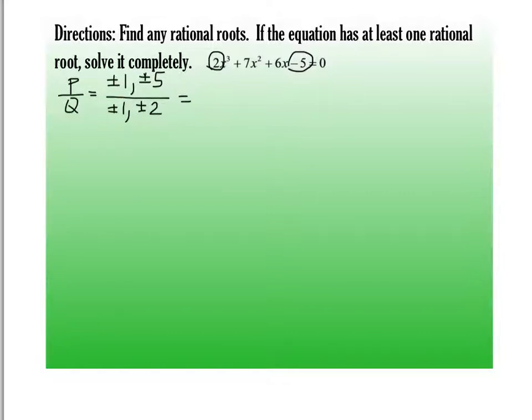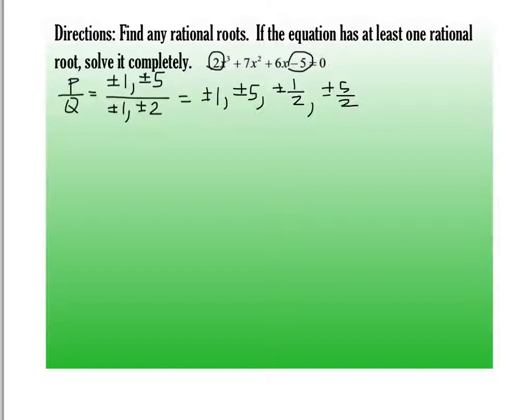So what we have is, 1 and 5 both being divided by 1, and then 1 and 5 being divided by 2. So I'm going to rewrite it as just plus or minus 1. That's if I divide the 1 by 1. Plus or minus 5. That's 5 divided by 1. Now do the same thing with the 2. So plus or minus, it's going to be 1/2, and plus or minus 5/2. So those are all of my options.